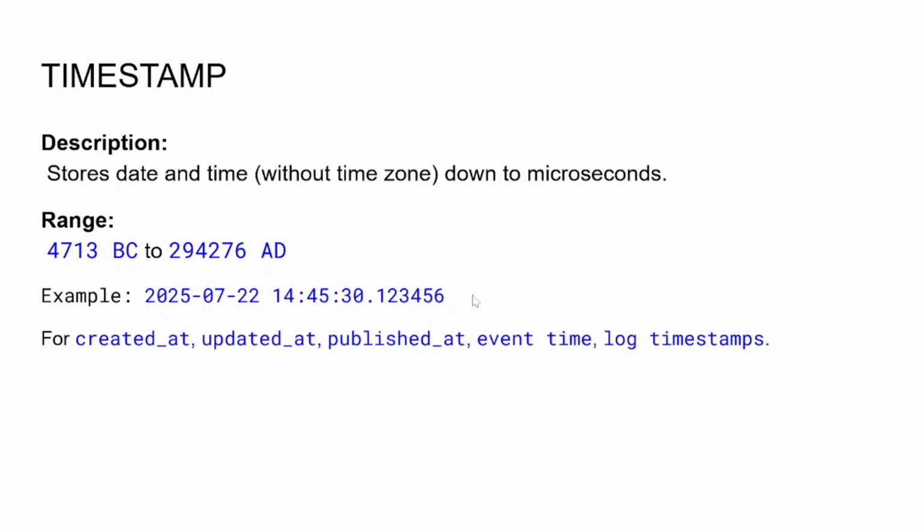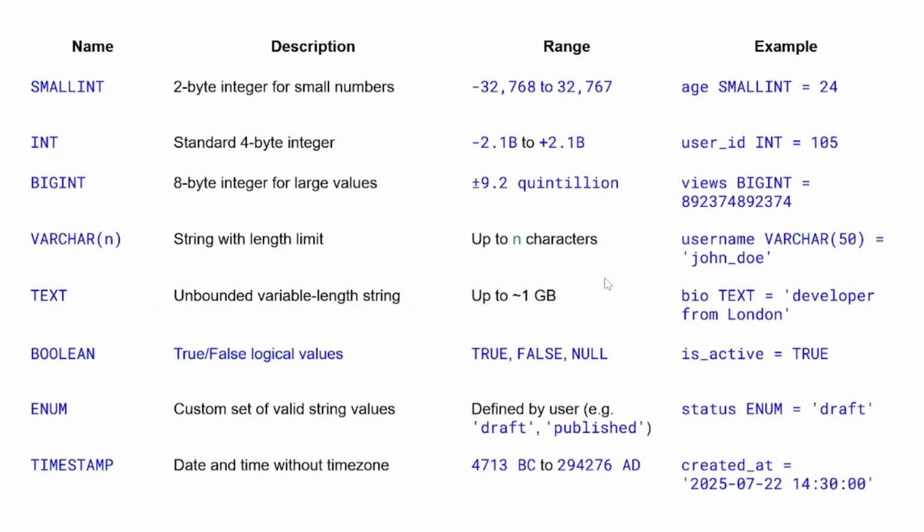The timestamp is very useful when you're trying to keep track of things like the date when something was created, the date when something was updated, the date when you publish an article, or the date of an event, or you're keeping track of system logs. The timestamp is very important in such situations.